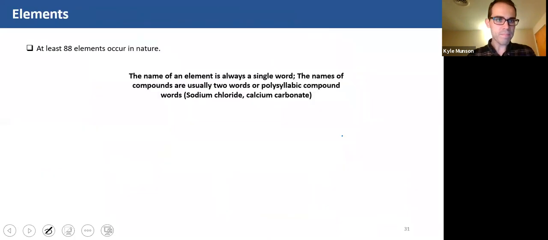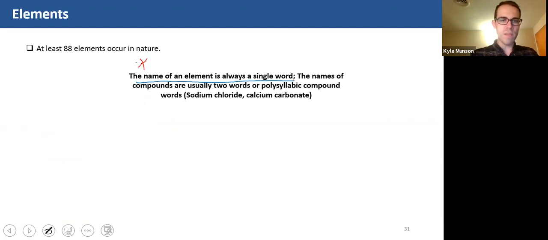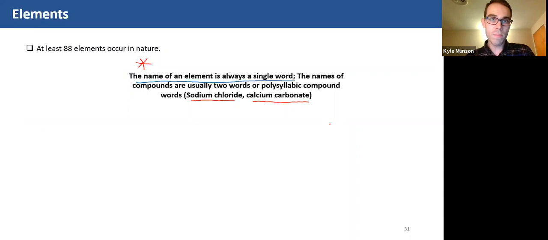All right. So there are at least 88 elements that occur naturally, and the name of an element is always a single word. That's something to keep in mind, okay? So if you're confused about names of elements later on, remember this. The name of an element is always a single word, like hydrogen, carbon, helium, cobalt, copper. The names of compounds are usually two words or compound words, okay? So like sodium chloride, calcium carbonate, those aren't elements, those are compounds, all right?